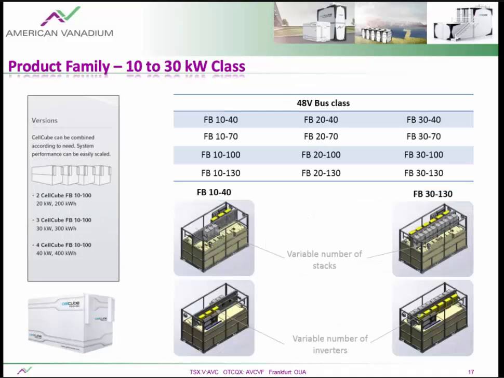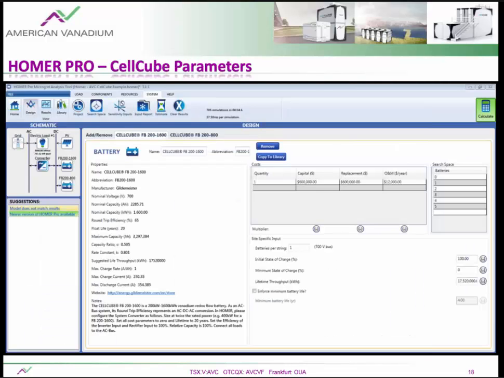And in terms of scaling, for example, if you're looking for a megawatt in storage, you'd simply have 5 of the systems in the appropriate energy storage as well. For our smaller systems, as I mentioned, there's 10, 20, 30 kilowatts, and also the energy configuration can be 40, 70, 100, or 130 kilowatt hours. So as you can see, there's about 12 different combinations that you can have, depending on your application. So now we'll jump back into Homer.